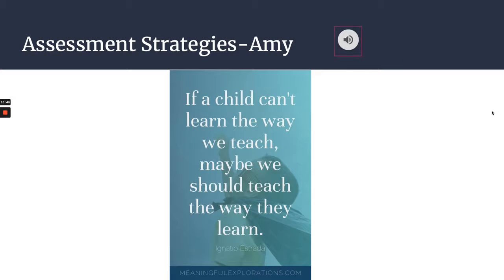Hello, it's Amy here, and I will be doing the assessment strategies for this part of the presentation. First, we will start off with a quote. If a child can't learn the way we teach, maybe we should teach the way they learn. I thought this was important to add in before I started because every child is different and they all learn differently.